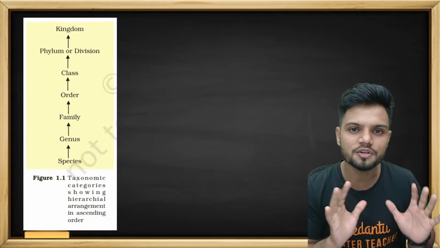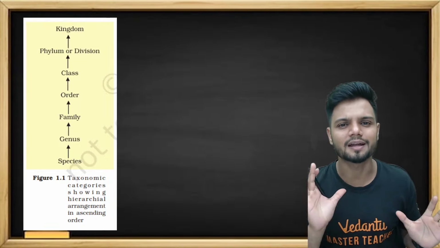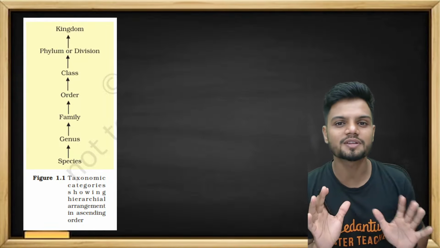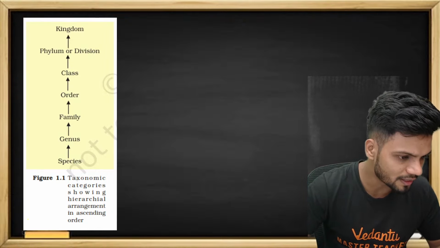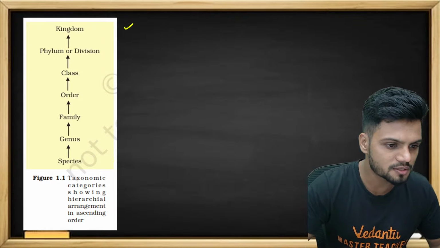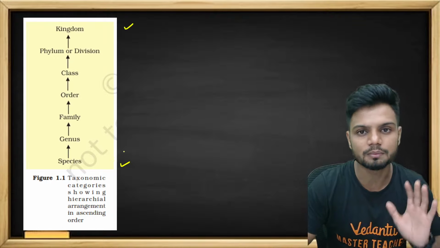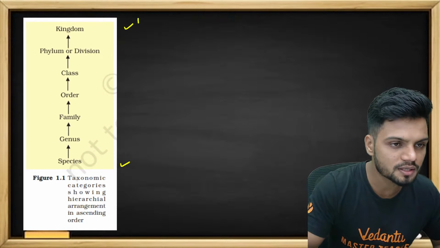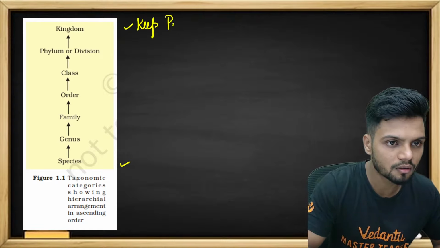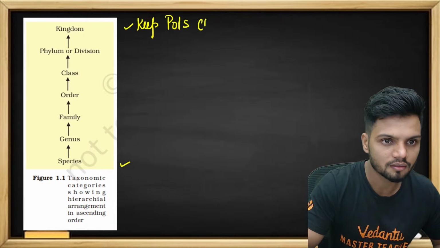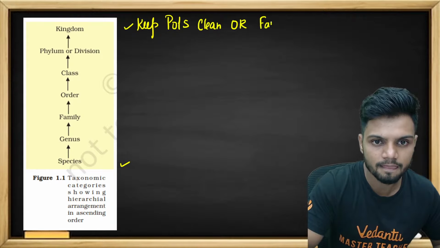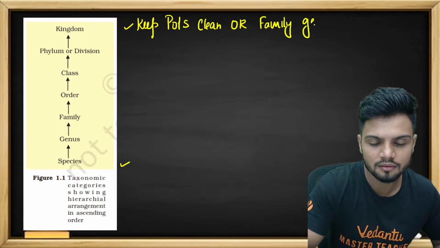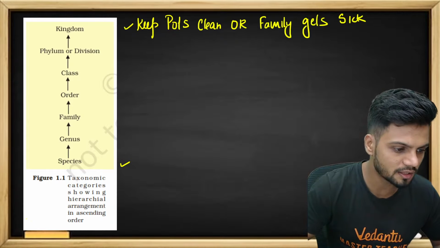Okay, next. Now, students, this is where the question will be asked. This is what you need to understand. This is the only place where questions are often asked. Understand here. Now, here we have something called kingdom on top, species on bottom. First I'll tell you the trick to remember this. That is, keep pots clean, or family gets sick. Keep pots clean or the family gets sick.